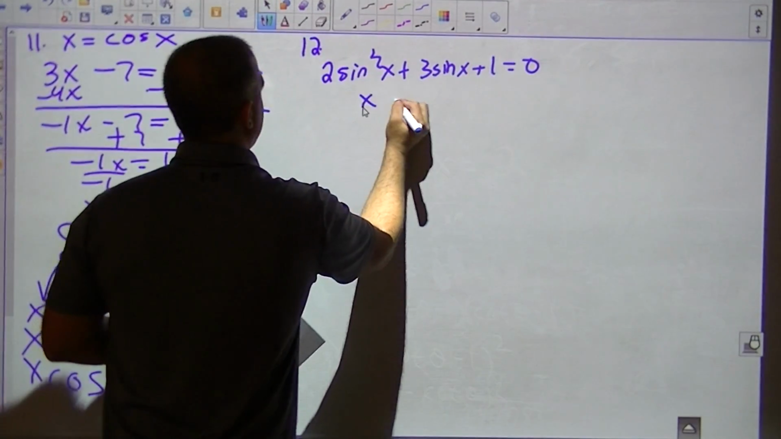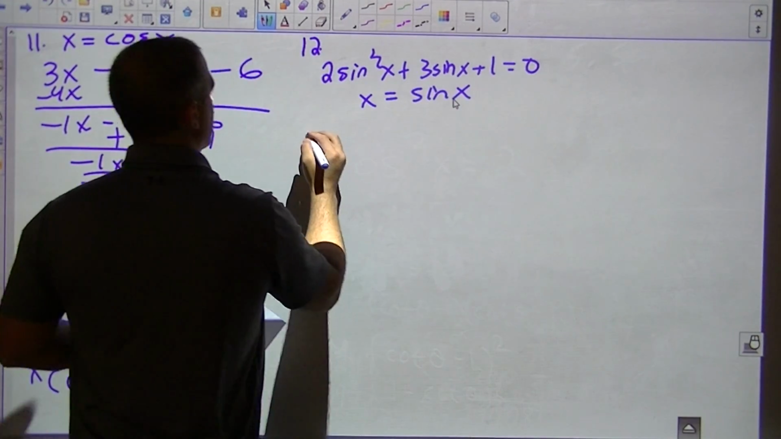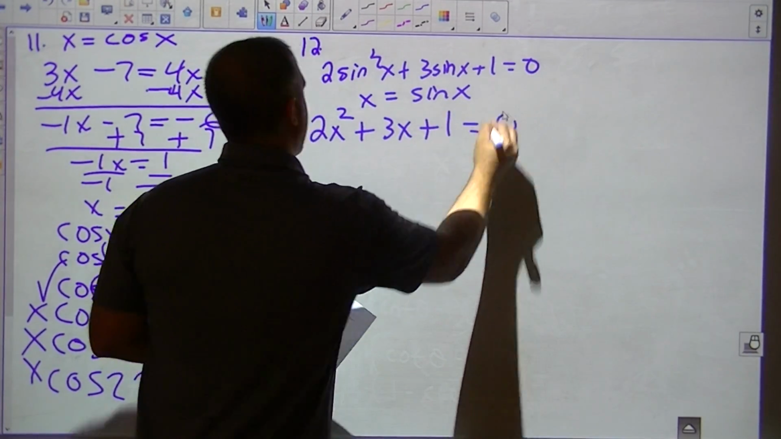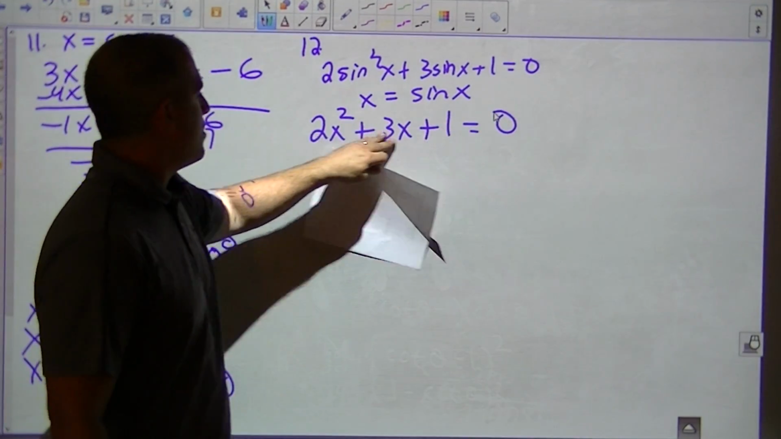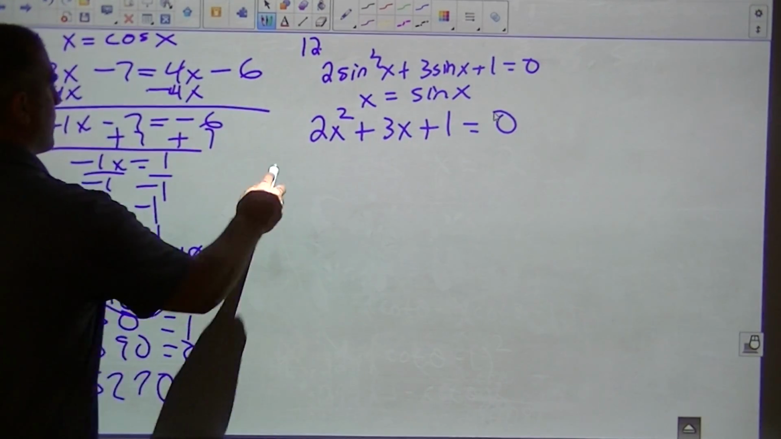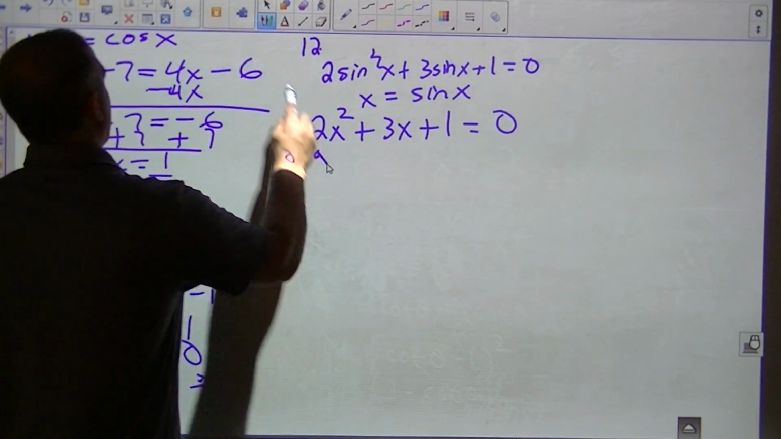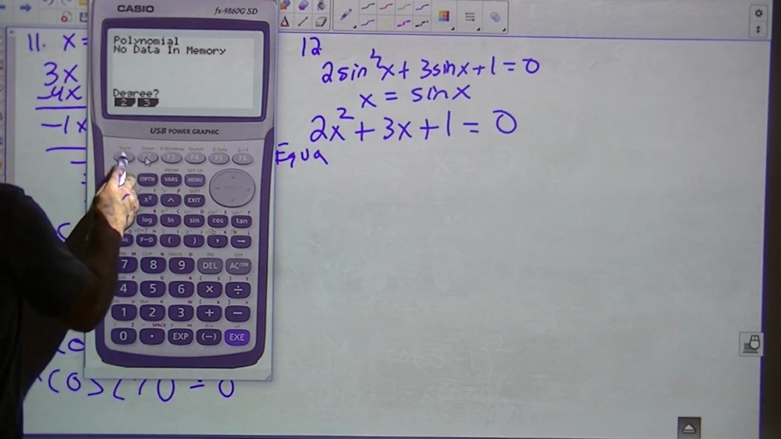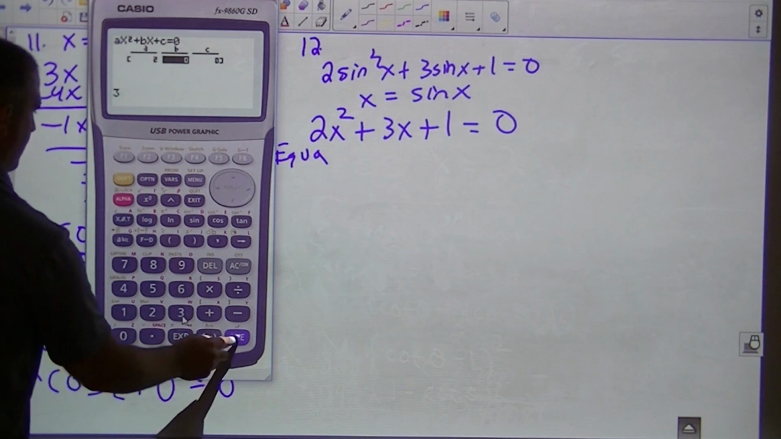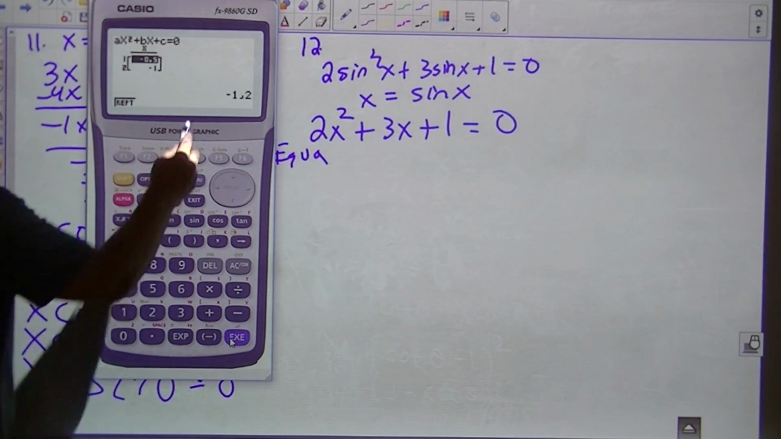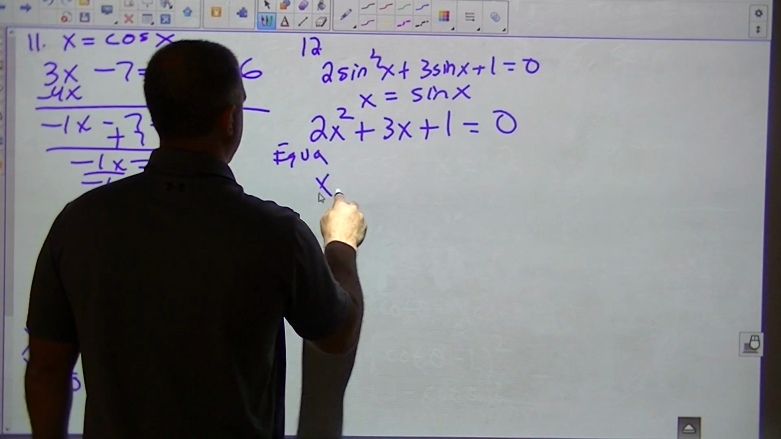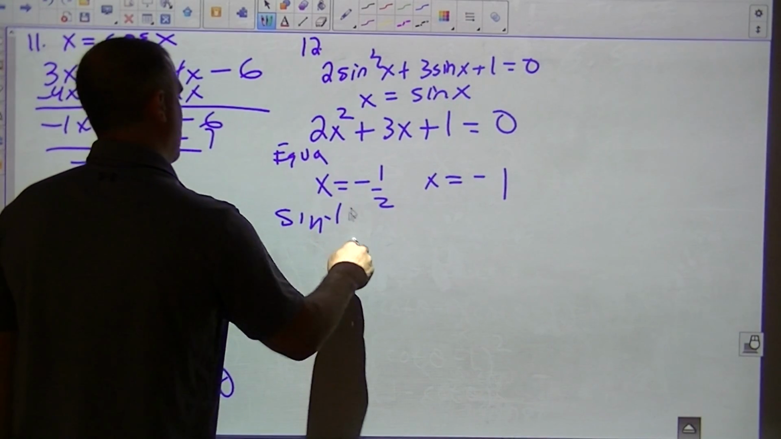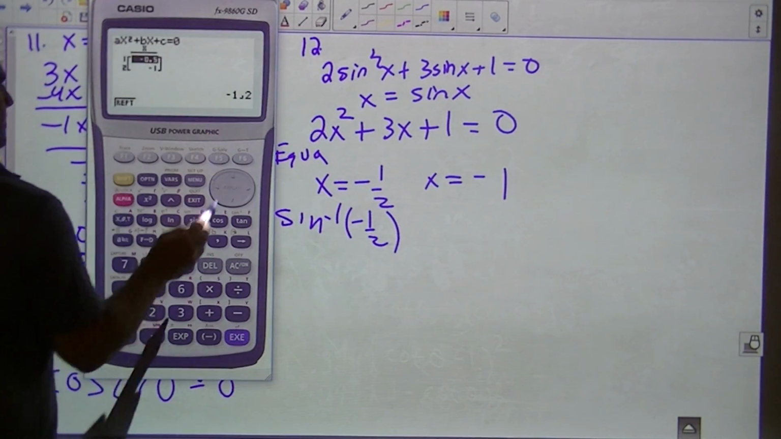Now, I'm going to sub out x for sine. So what I got is 2x squared plus 3x plus 1 equals 0. Now, this is different than the other one. When you have multiple variables in there, you're going to go to equa in your calculator to help you solve that. So I go to menu and equa, degree 2, 2, 3, and 1. Okay, so I get x equals negative 1/2, and x equals negative 1, and I'm going to do sine inverse of negative 1/2.